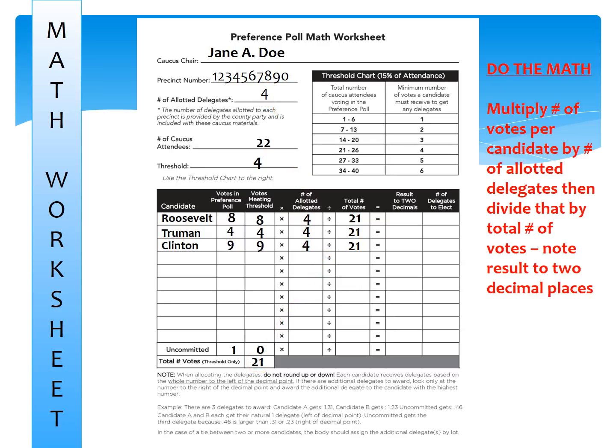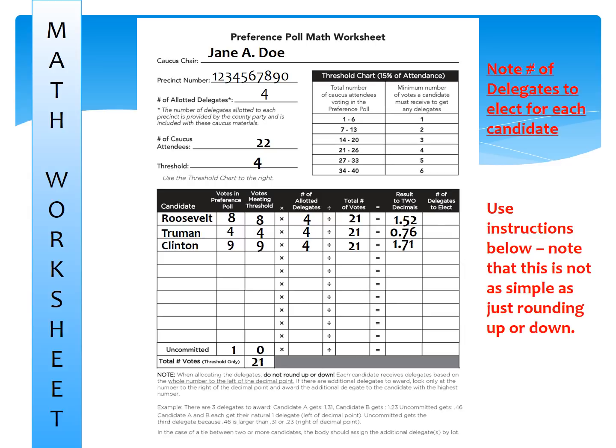Now it is time to actually do the math. You will multiply the number of votes per candidate by the number of allotted delegates, and then divide that result by the total number of votes that made threshold, and note that result to 2 decimal places in that column. In our example, candidate Roosevelt received 8 votes. You multiply that by the number of allotted delegates, which is 4, which results in a 32. You then divide 32 by the total number of votes that made threshold, which is 21, and note the result of 1.52 in the appropriate column here. Repeat this process for the remaining candidates.